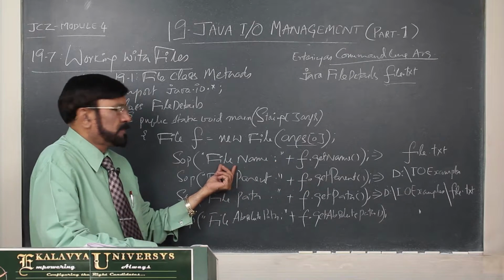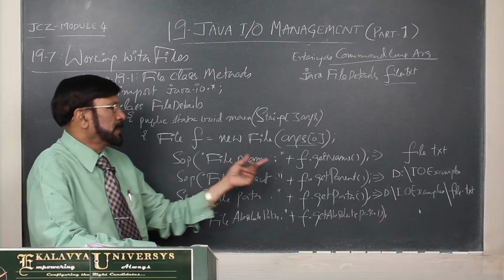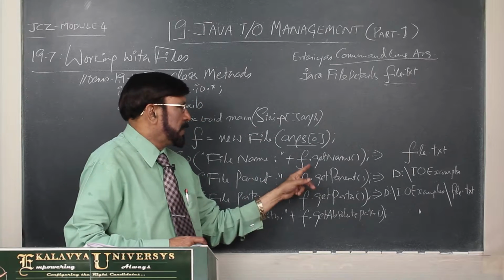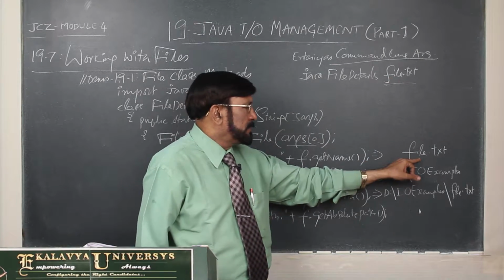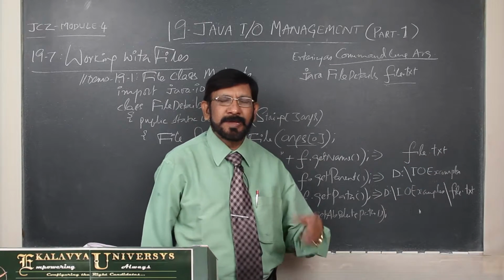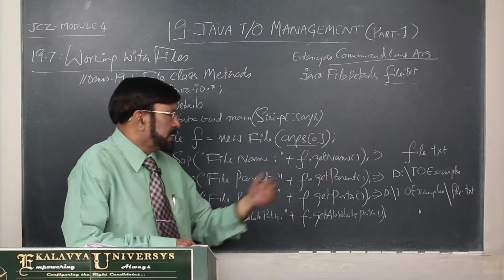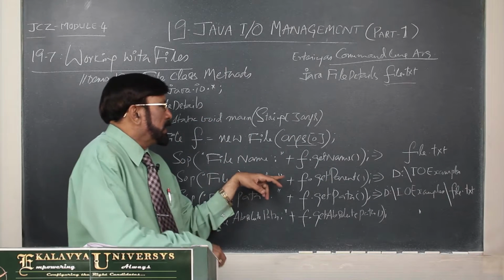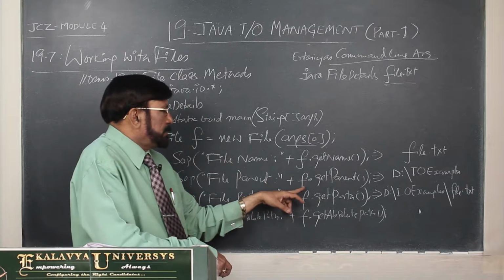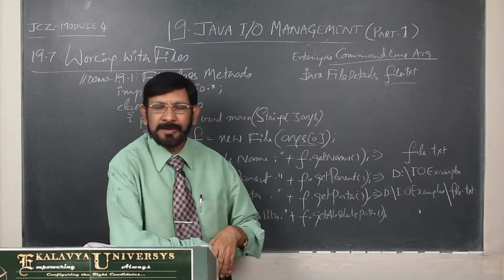The first one, you have to know the file name. Now f.getName(). Now what is the file name? file.txt, that is the file name. getName is an instance method of the File class. Okay. Second one, f.getPath().